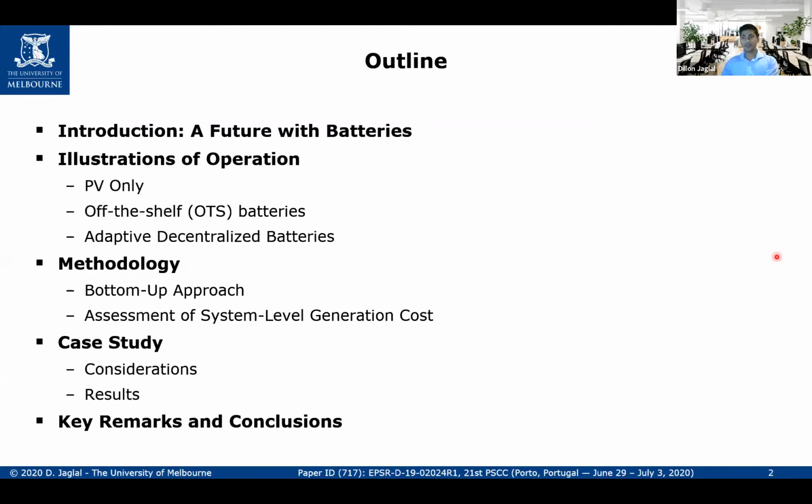So this is the outline for today. First, I'll give an introduction and discuss some key aspects with PV generation and batteries. And to understand the concepts with PVs and batteries, in this context, I'll give you an illustration of how they work. Then I'll present the methodology of how we developed a bottom-up approach, and then assess the scenarios to understand the effects with system-level generation costs. And then finally, I'll present a case study with some of the results, and then I'll conclude.